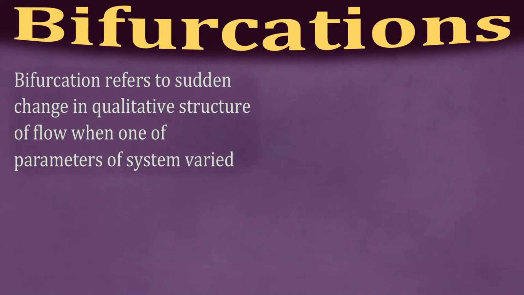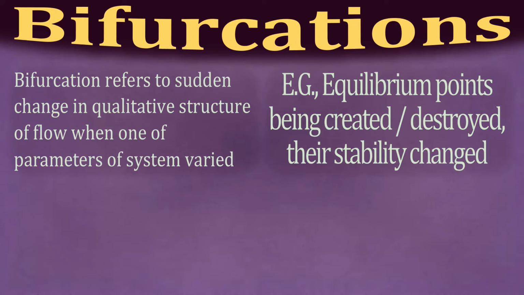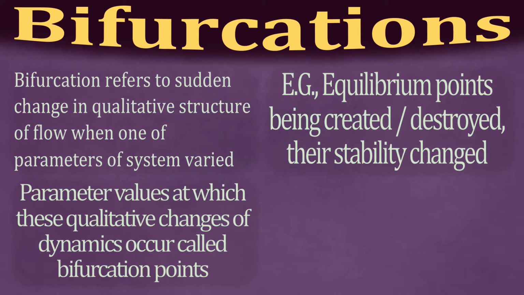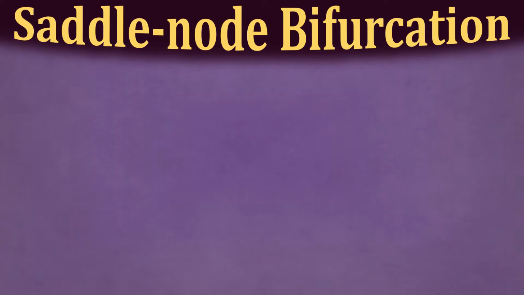Next, let's define bifurcations. The word bifurcation refers to sudden change in the qualitative structure of the flow when one of the parameters of the system is varied. For example, equilibrium points being created or destroyed, or their stability being changed. The parameter values at which these qualitative changes of the dynamics occur are called bifurcation points.